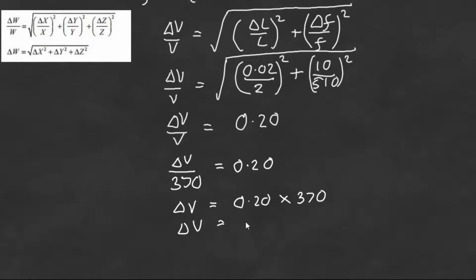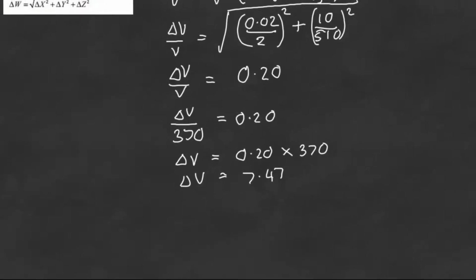We get an answer of 7.47, and we can round that up. We can say that delta V is equal to, we just make it to one significant figure, 8 meters per second. So therefore the absolute uncertainty will be plus or minus 8 meters per second.